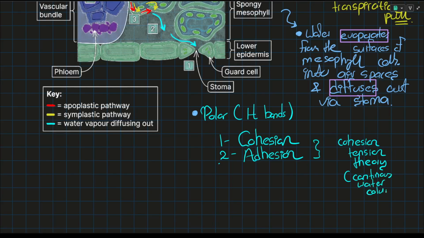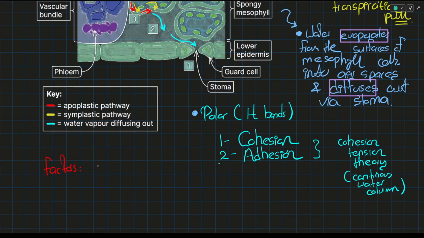This is how a continuous water column is possible. You know, when transpiration occurs, if the water column breaks, the rest of the water will fall down. Okay, because of cohesion and adhesion only, we have a constant flow of water all the way up through the vessel.